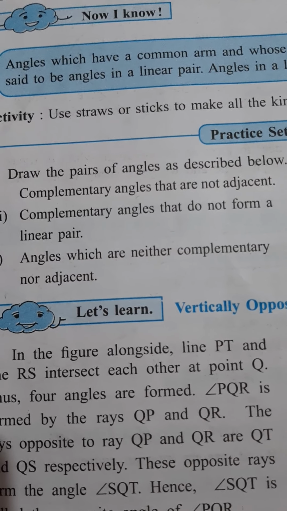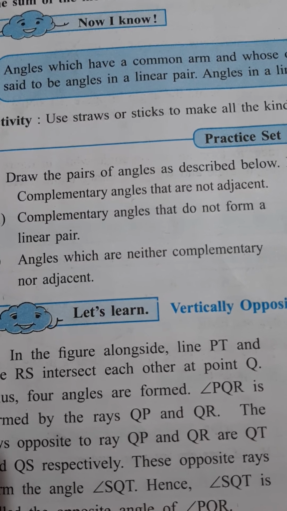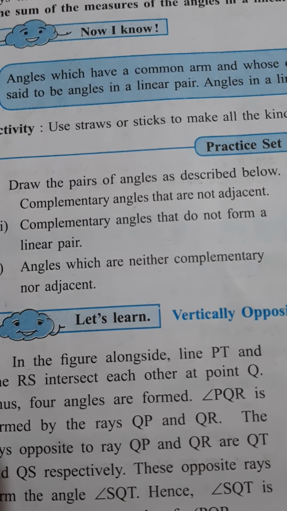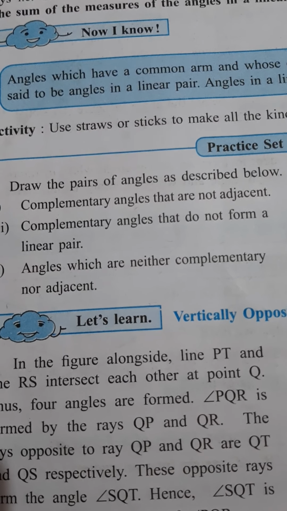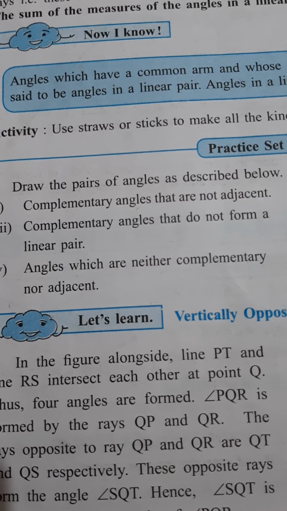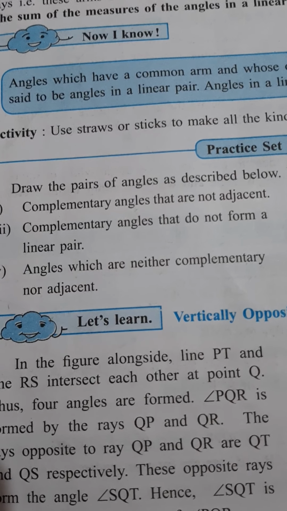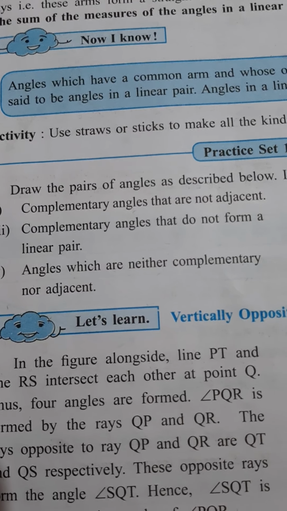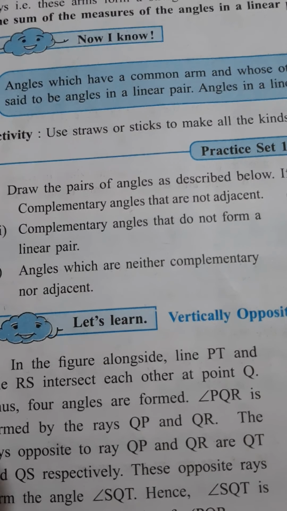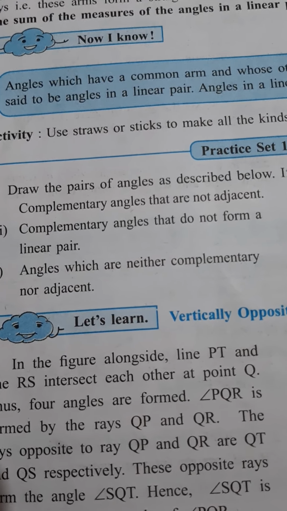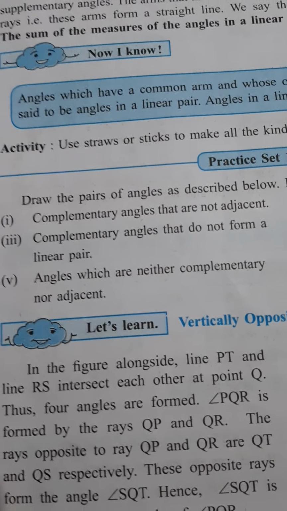Complementary angles that are not adjacent. Complementary angles we can draw adjacent as well as separate. What is the main condition? Their addition should be 90 degrees. So here you can draw any two angles whose addition is 90 degrees. You can draw 60 and 30, 70 and 20, or 40 and 50. Only the addition should be 90 degrees, and not adjacent means they should be separate.